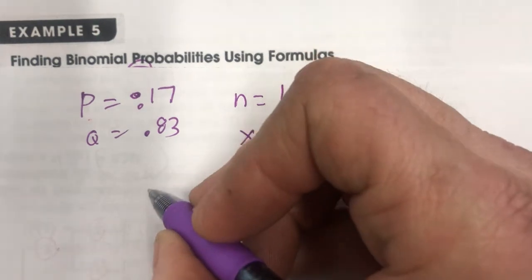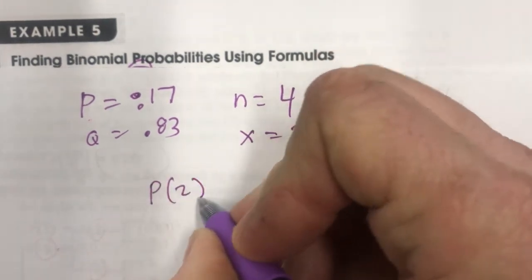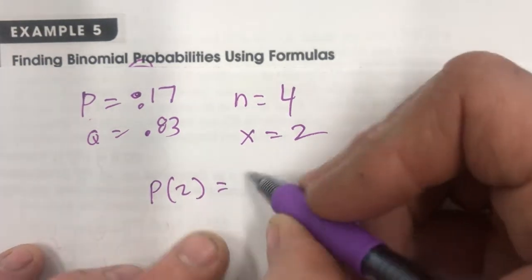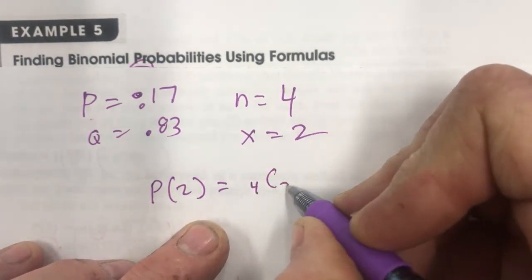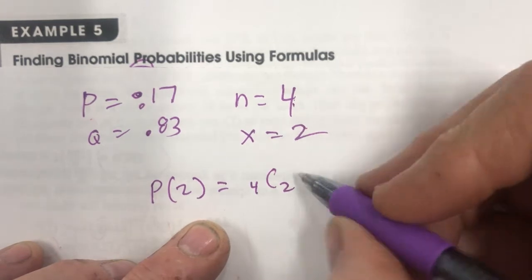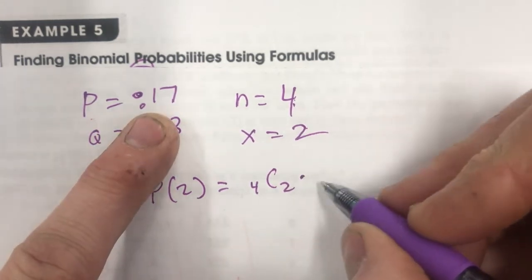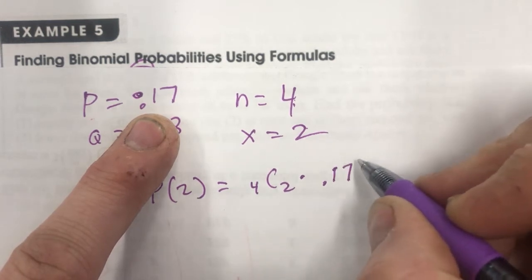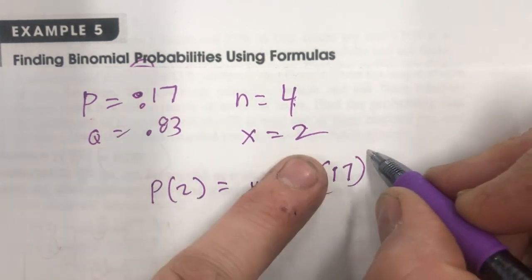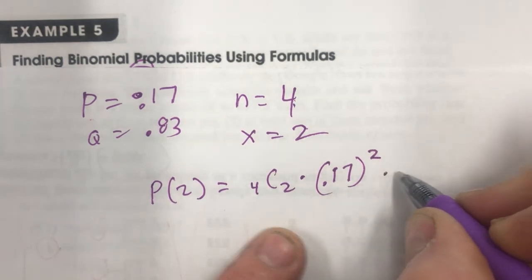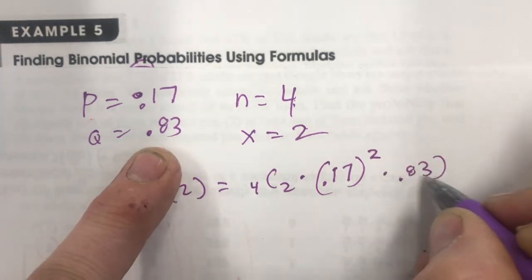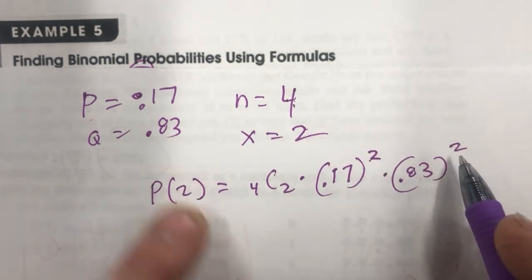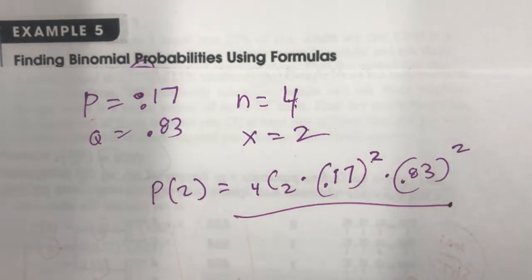All right, so there's my 4 things I need. That means I'm going to have the probability that 2 of them say that it is a good source for them. It's going to be 4C2 times this percent here, which is my success, to the second power, times 0.83 to the second power. Since there's 4 people and 2 successes, there's got to be 2 failures. And I multiply this up.